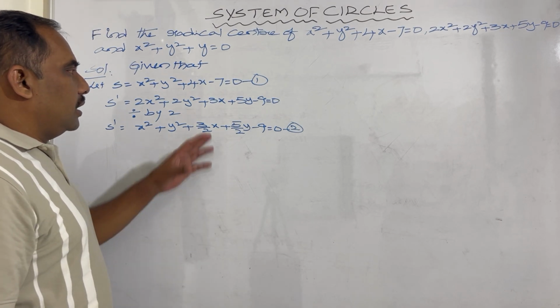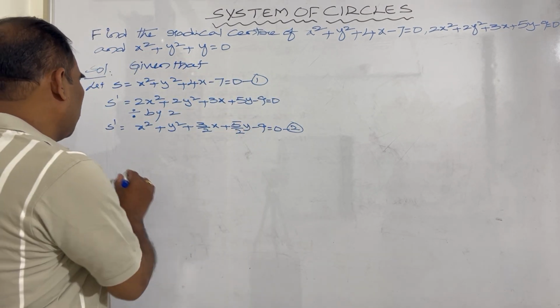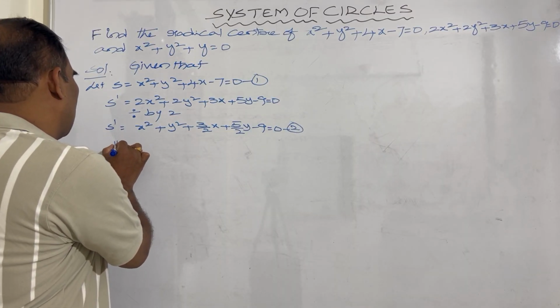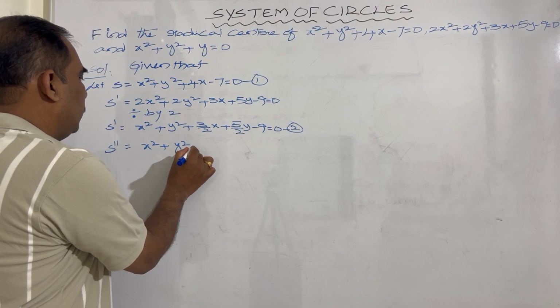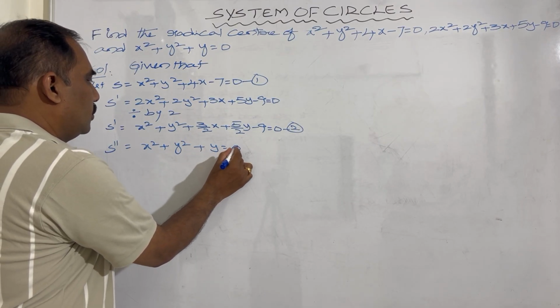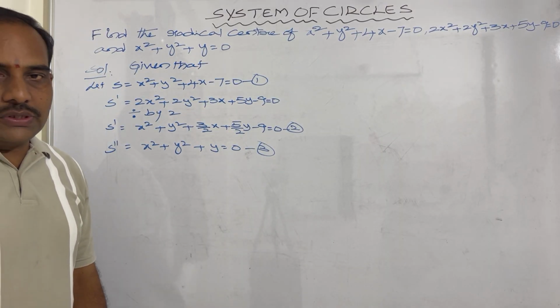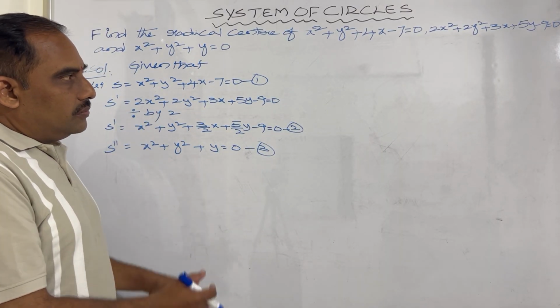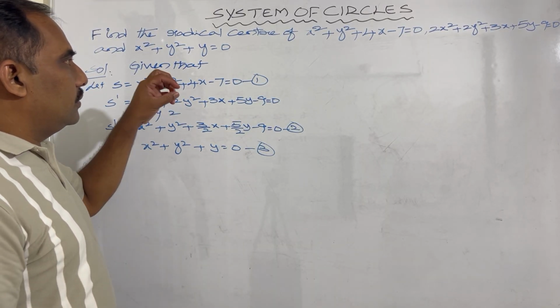The third equation is already in the form of a circle equation. You take S double dash is equal to x square plus y square plus y is equal to 0, which is directly in the general form of the equation of a circle. Once we confirm that the given equations are in the general form of the equation of a circle, we proceed.